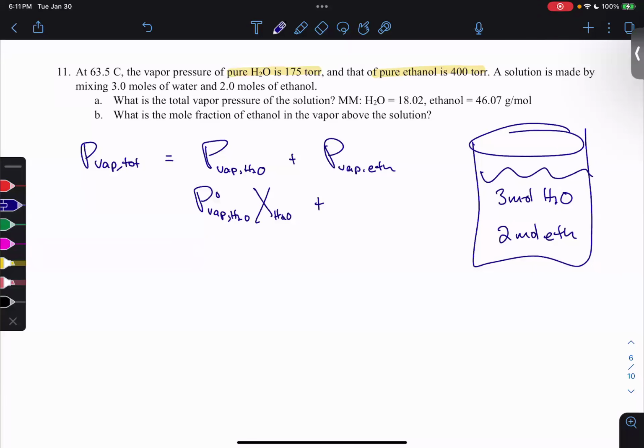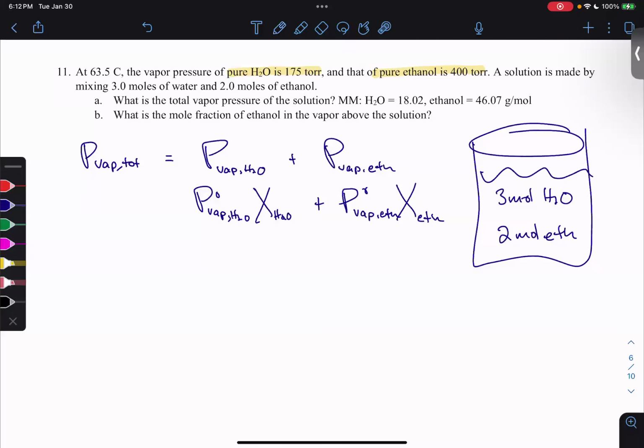So vapor pressure of ethanol in the mixture also is equal to the vapor pressure of ethanol in its pure form, but multiplied by the mole fraction of ethanol. All right, so what I like to do is read the question and see what variables I already have, and then figure out what I need to calculate.